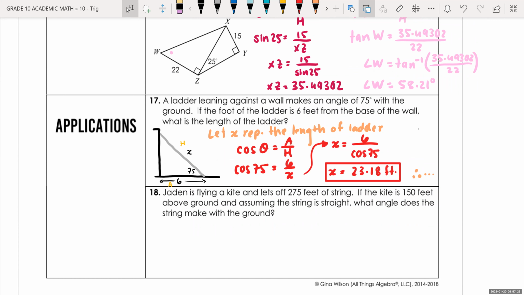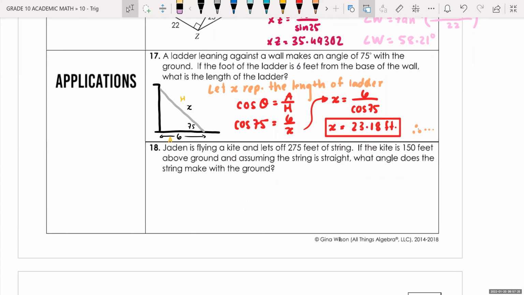Okay, last question. Jaden is flying a kite and lets off 275 feet of string.